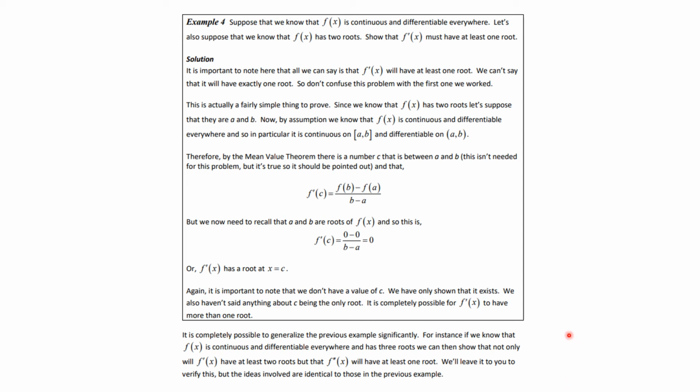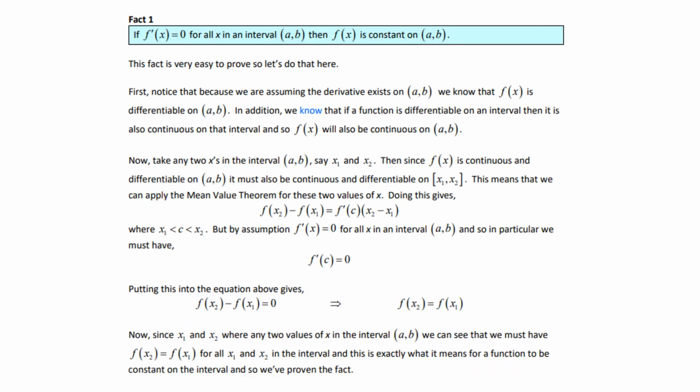I also mentioned that it's possible to generalize this significantly. If we know that f is satisfying the mean value theorem and has three roots, we can show not only will f prime of x have at least two roots, but f double prime of x will have at least one root. And you could work on that if you chose.